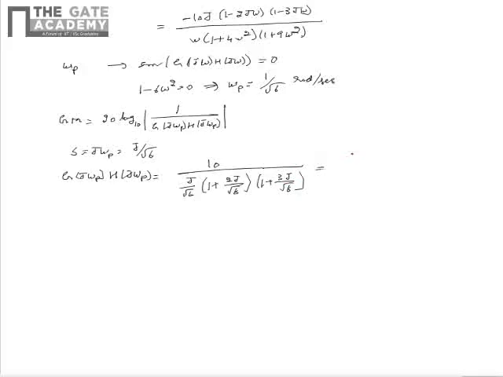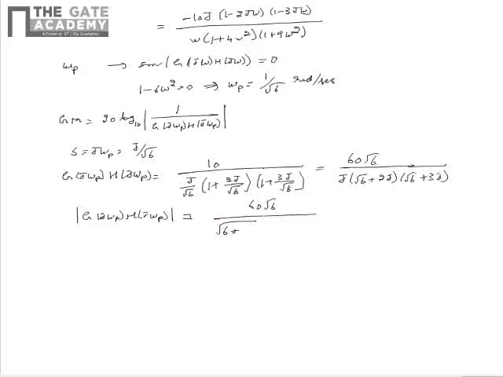So this can further be simplified as 60 root 6 divided by j multiplied by (root 6 plus 2j) multiplied by (root 6 plus 3j). From this, the magnitude of G(j omega) H(j omega) at phase crossover frequency is 60 root 6 divided by root of (6 plus 4) multiplied by root of (6 plus 9). This can further be simplified as 60 root 6 divided by root 10 multiplied by root 15.